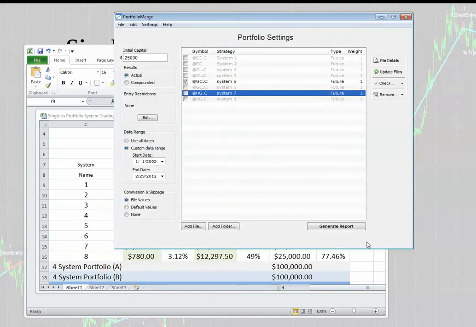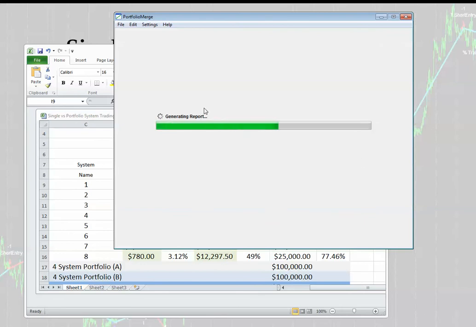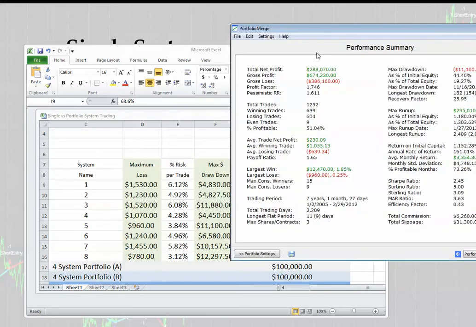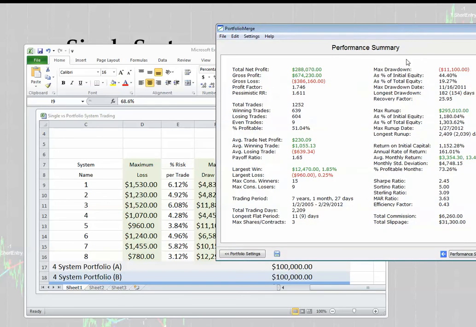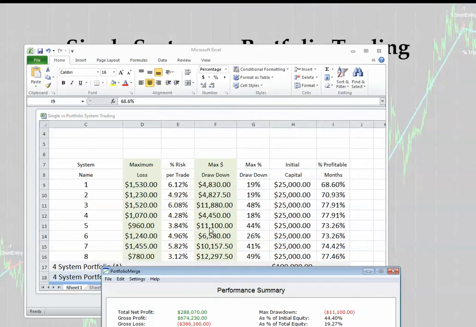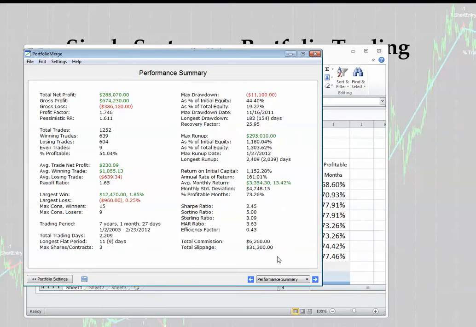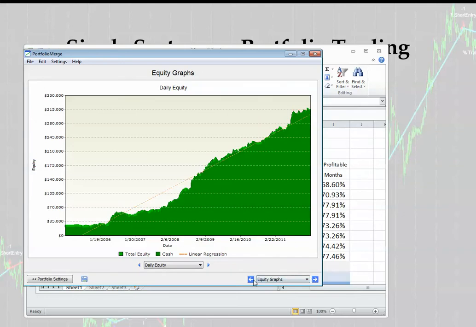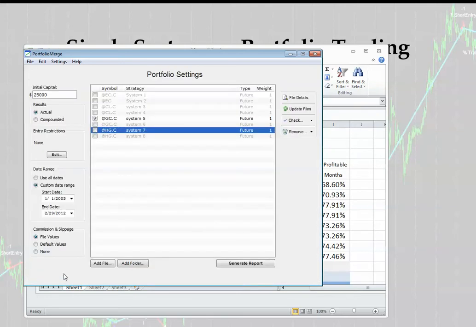All right, so let's go to system 5. Same amount of capital, same dates. Generate the report. We see $960 for system 5 is the max loss. The max drawdown is $11,100. Let's see if I can move this so you can see it. $11,100 and 73.26% profitable months. Once again, here's the equity curve. Okay, and let's go to the next system.